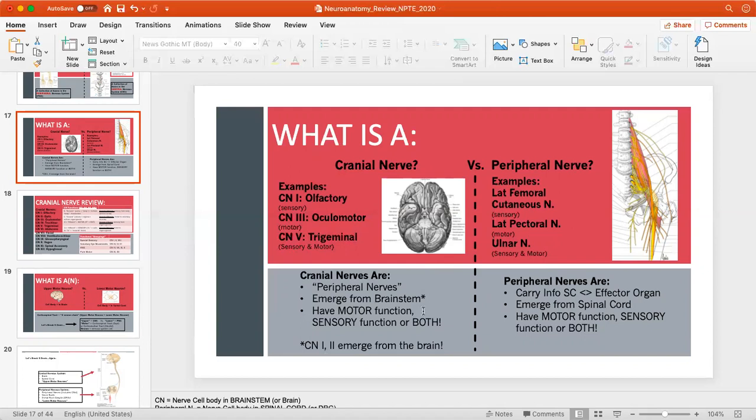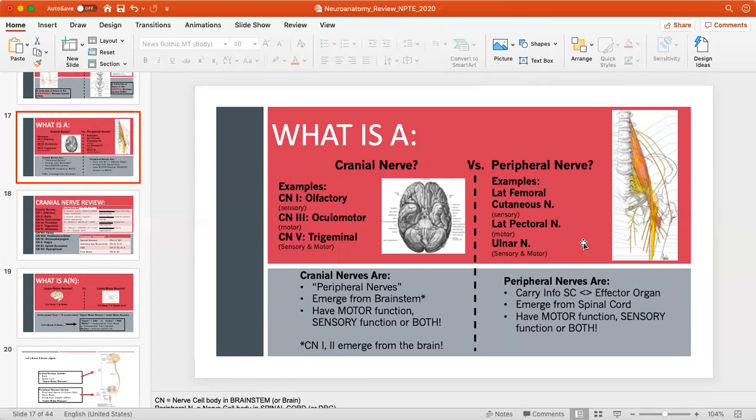They can have motor function, sensory function, or both. They can be mixed, just like peripheral nerves can be. So peripheral nerves are going to carry information from an effector organ to the spinal cord, or spinal cord to the effector organ, depending on whether it's a motor nerve, a sensory nerve, or it's going both ways. And they're going to emerge from the spinal cord. So those are our spinal nerves, with contributions from the spinal nerve roots that we saw in that one picture.